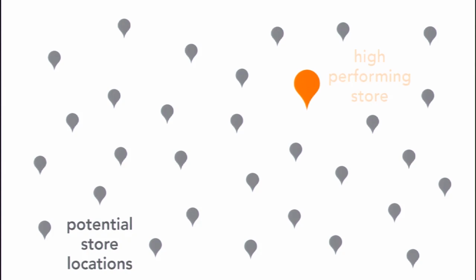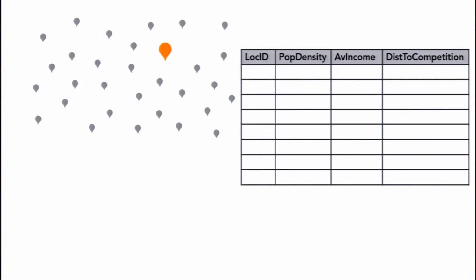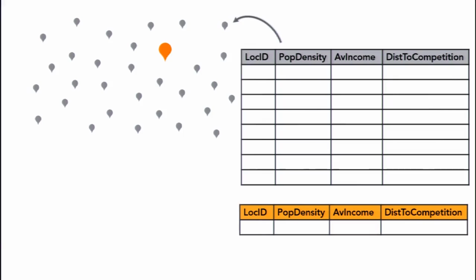So let's pretend that we have a point data set of potential store locations. I want to open a new store, and I can choose from any of these locations. I also have a high-performing store that I know a little something about. I know the population density, the average income, and the distance to competition from each of these locations, and I also have that same exact information for my high-performing store.